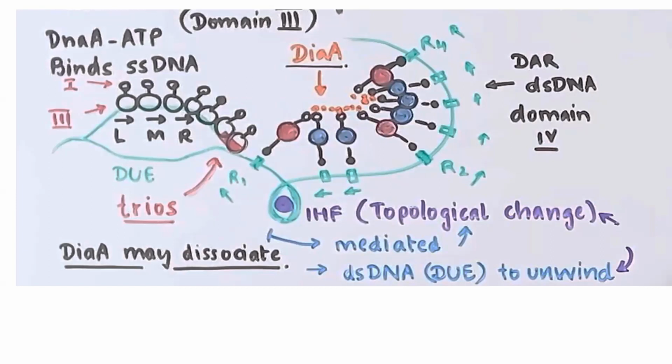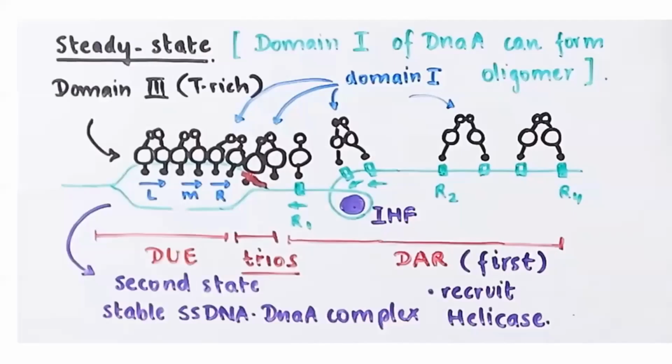So once DnaA is gone, domain 1 of this DnaA can dimerize, and domain 1 of the DnaA protein can interact with each other. This is a highly dynamic state, which is possible because of the flexible linker domain 2. One last thing, domain 3 interacts with the LMN repeat motif specifically on the T-rich part.